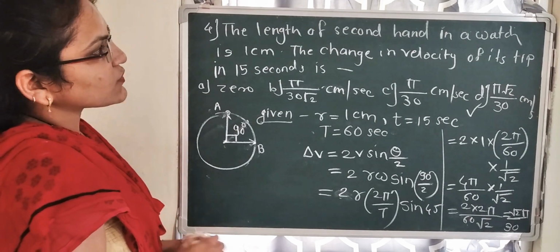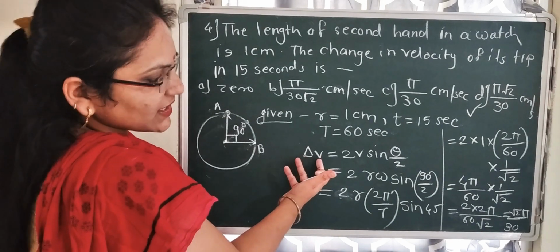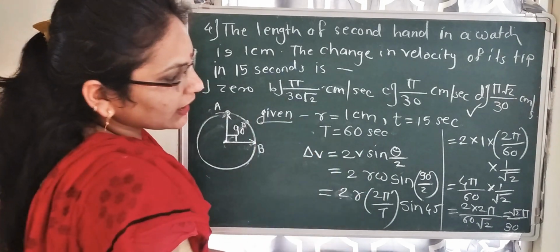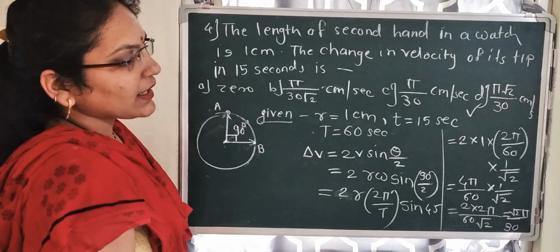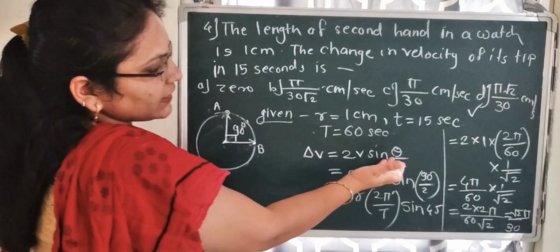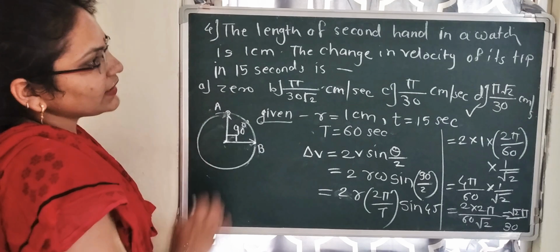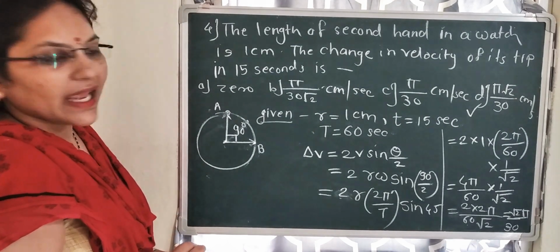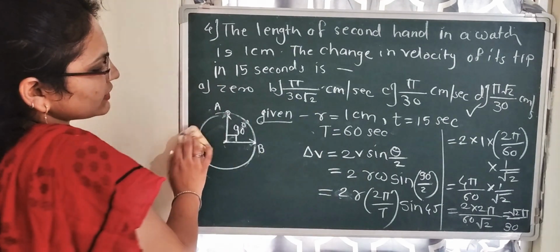Okay, understood? In such types of examples, we can find the change in velocity by the formula 2v sin theta by 2, where theta is the angle made by the second hand, minute hand or hour hand in the given time. By using this formula, we can find the change in velocity. Our answer here is pi root 2 upon 30, option D.